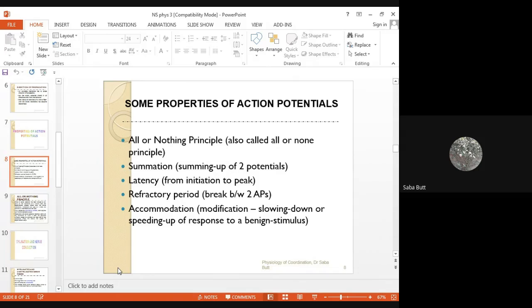Latency is a term that is used from initiation to peak. Do you remember that depolarization curve? Like a normal distribution curve. Now what happened? That latency is from initiation, when the stimulus arrives, to the peak reached. So the time from initiation to the peak is called latency. Now latency is important because what happened?